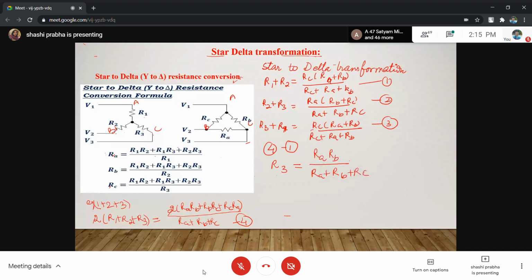Okay, now tell me, is it star to delta or delta to star? R3 निकाल रहे हैं हम लोग. We are finding R3 and we are using RA RB RC. So this is the equation for delta to star. ये delta है ना? This is delta and this is a star. This is a derivation part.